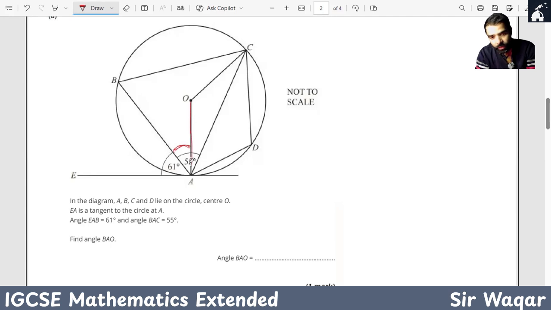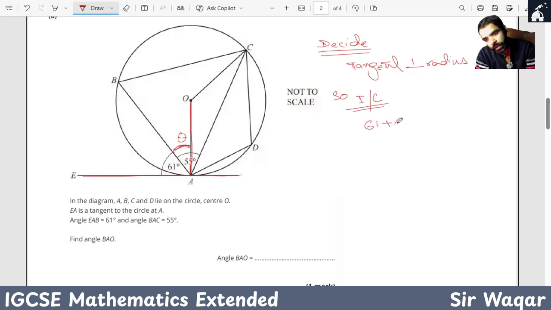Notice that OA is the radius and EA is tangent. So we will use the radius and tangent angle property of the circle: the tangent is perpendicular to the radius. If the tangent is perpendicular to the radius, then the whole angle, including this 61 and this angle theta, will be 90 degrees.